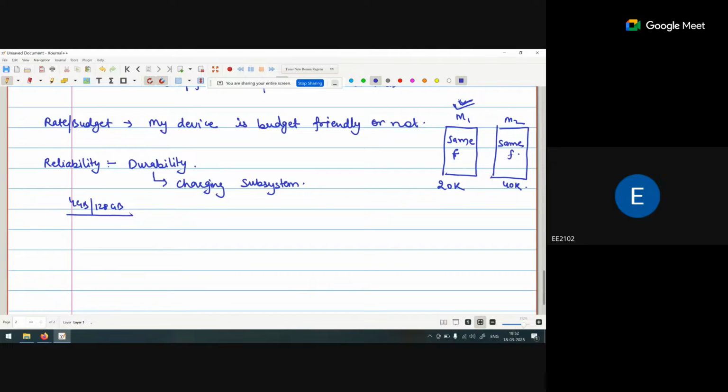So if we are talking about durability, the first things are my battery discharge behavior, my battery charging time, and the phone heat up.